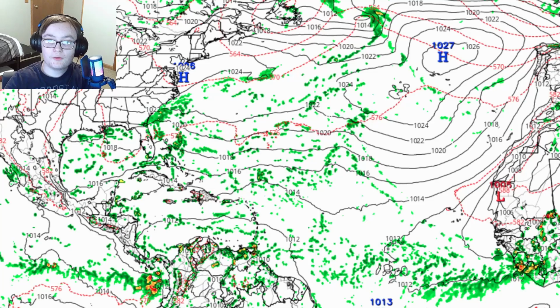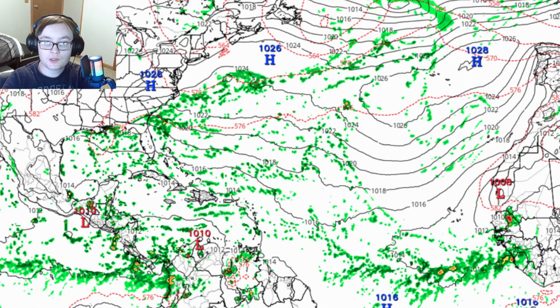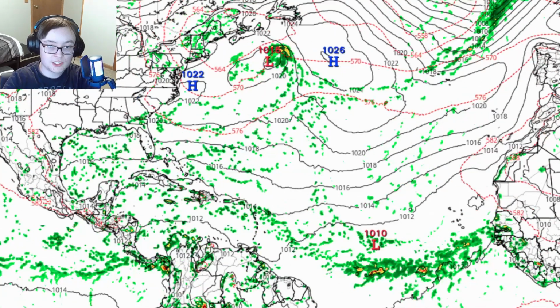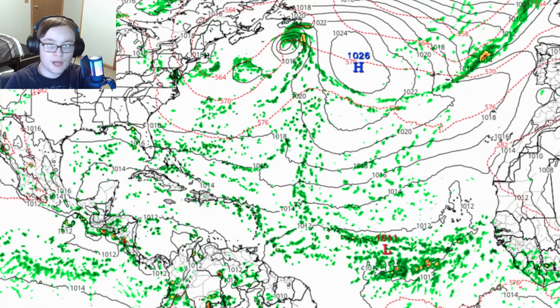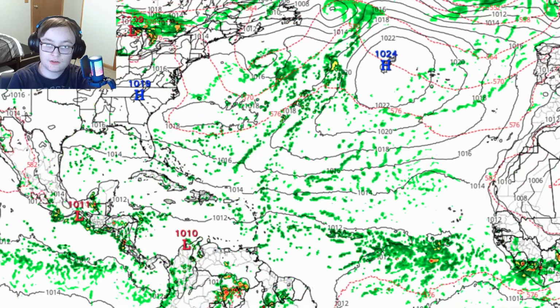All right, so this will be our final global model before we dive on into the ensemble models. Let's go ahead and pull this out. This is your CMC model run. Takes a system right on into Texas. Very minor impacts. Really wouldn't be concerned about it.